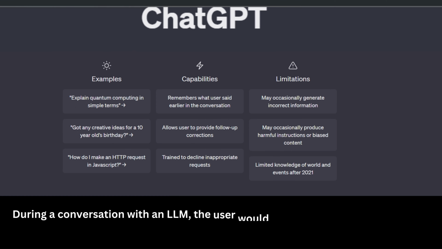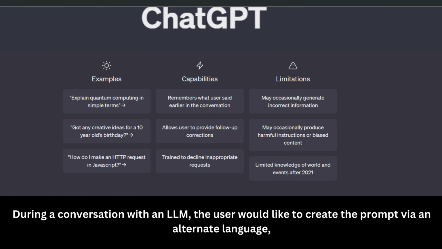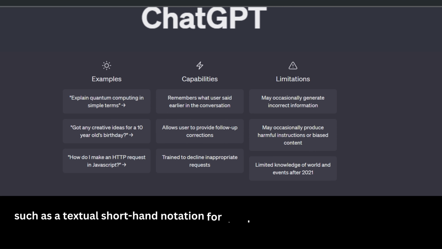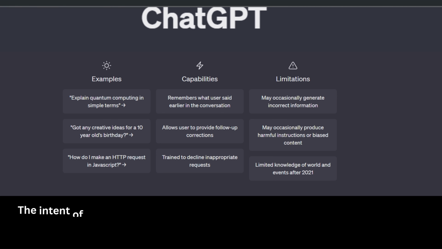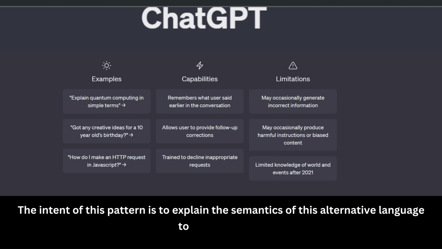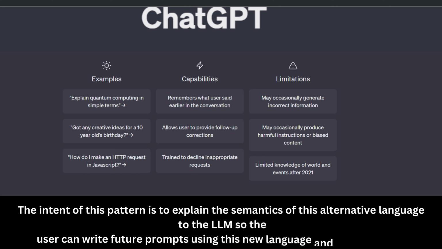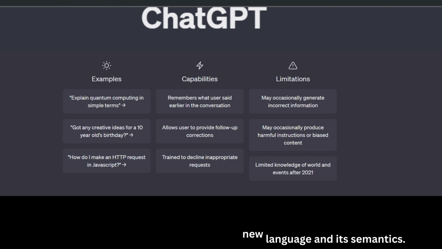During a conversation with an LLM, the user would like to create the prompt via an alternate language, such as a textual shorthand notation for graphs, a description of states and state transitions for a state machine, a set of commands for prompt automation, etc. The intent of this pattern is to explain the semantics of this alternative language to the LLM so the user can write future prompts using this new language and its semantics.